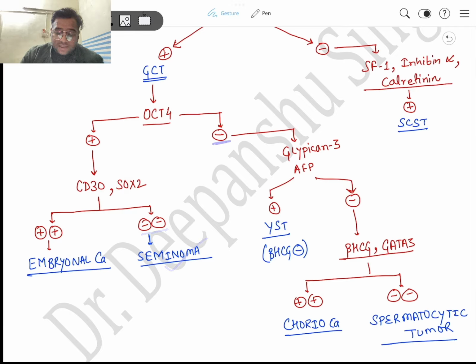If OCT4 is negative, then you look for glypican-3 and AFP, alpha fetoprotein. If they are positive, then it is a yolk sac tumor, and it shows beta HCG negative.